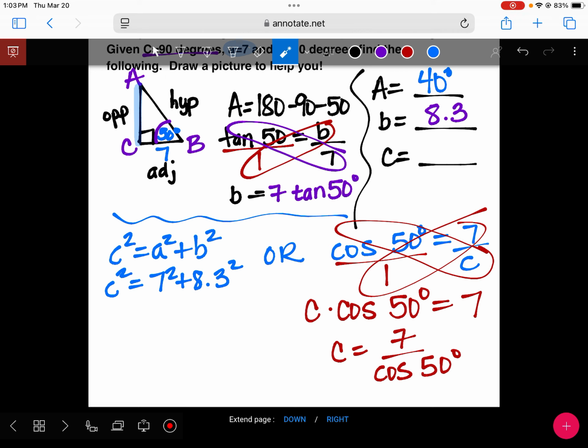But what did you all get for little c? 10.9. Did anybody do this method? I'm just curious. All right, and you both got 10.9, right? So again, on the test, I don't care which way you go. I'm just showing you two different methods to get the same result. All right, let's move on to question 2.